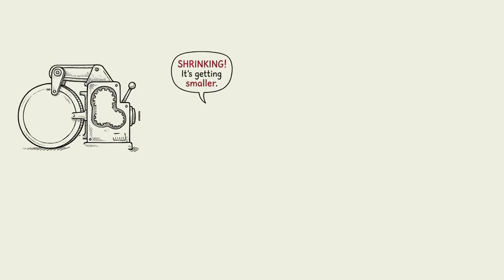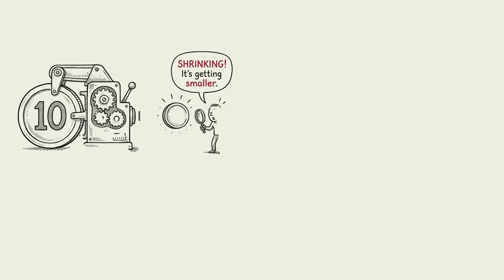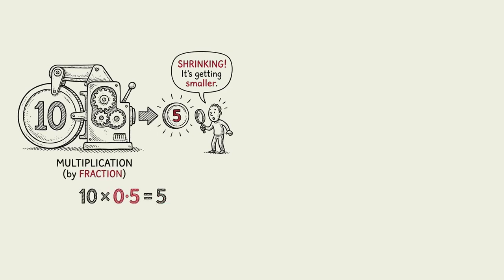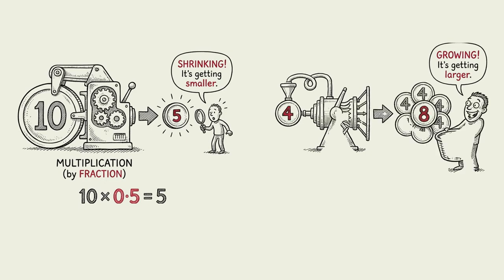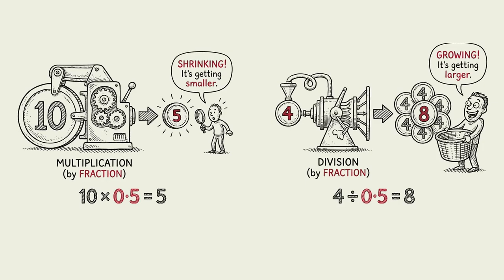Correct. Here is a misconception to avoid. Multiplication does not always make numbers larger, and division does not always make them smaller. Multiplying by 1/2 makes a number smaller. Dividing by 1/2 makes a number larger. So focus on the operation itself, not a shortcut rule.